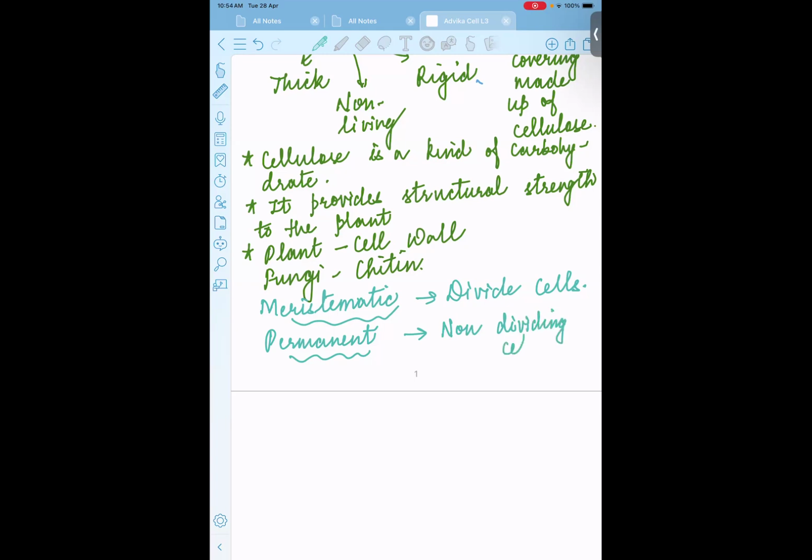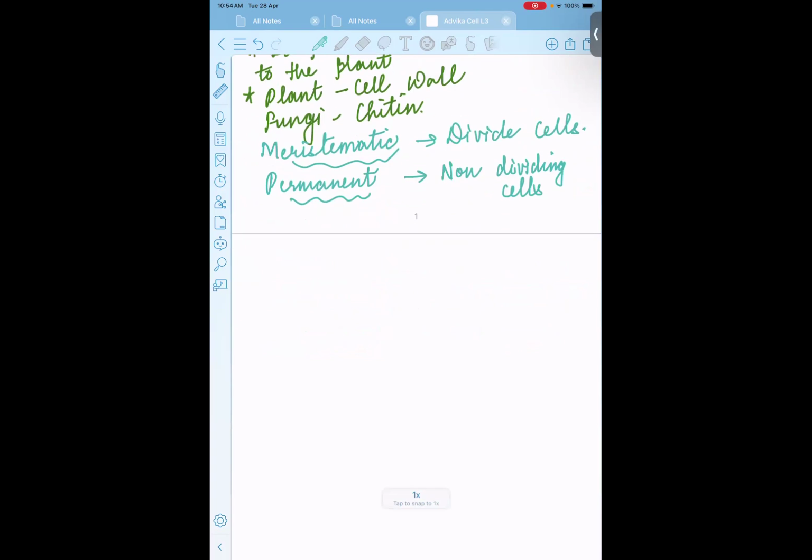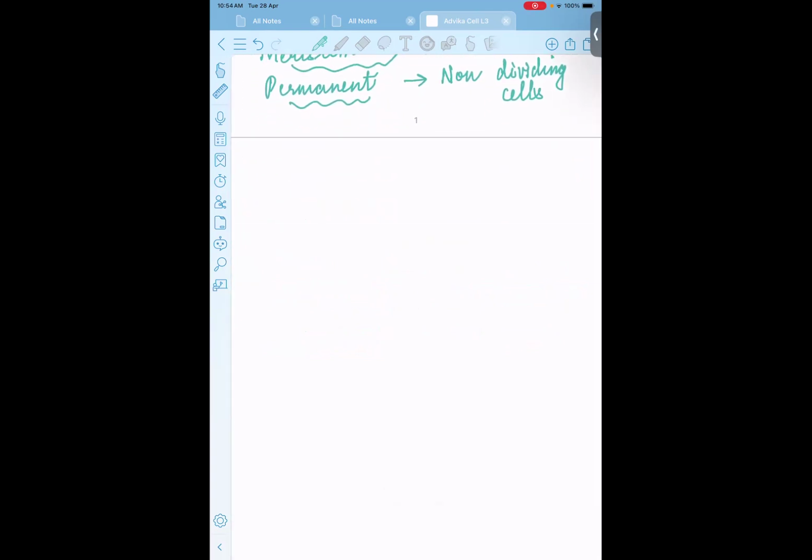Ma'am, but meristematic means dividing cells, right? Correct. So when we get a cut on our hand, to repair it. This is present only in the plant cells, not in the animal cells. Okay, we are talking only about the plants because cell wall is present only in the plants, not in the animals, right? Got it? Yes, ma'am. So they will have the meristematic cells through which they will be doing photosynthesis. They will help in storing, and they will help make further cellulose. That is what they will be doing.